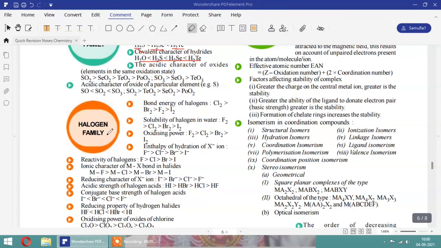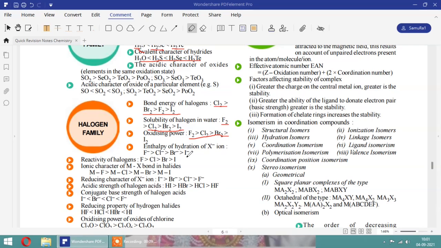In the halogen family, the bond energy of halogens: chlorine is greater than bromine, greater than fluorine, greater than iodine. Solubility of halogens in water: F2 greater than Cl2 greater than Br2 greater than I2. Oxidizing power is in increasing order. Enthalpy of hydration of X is in increasing order.